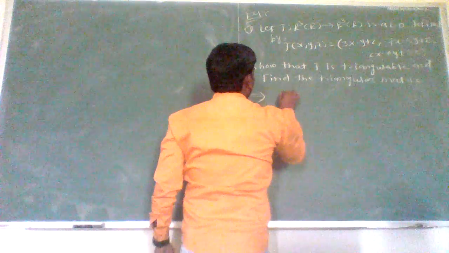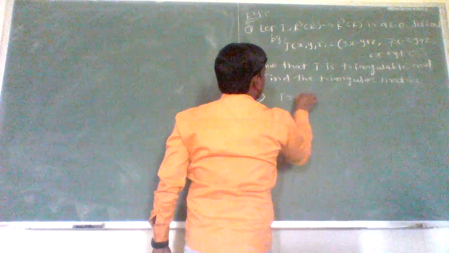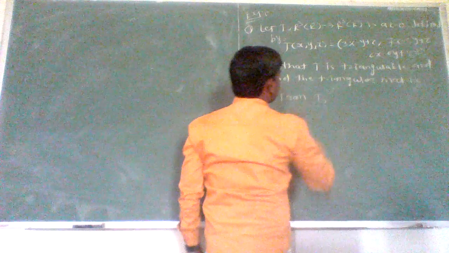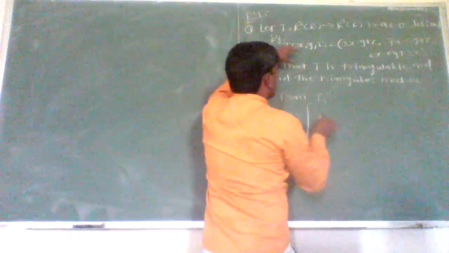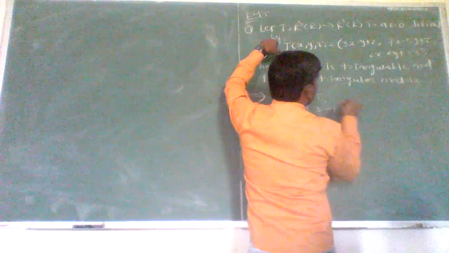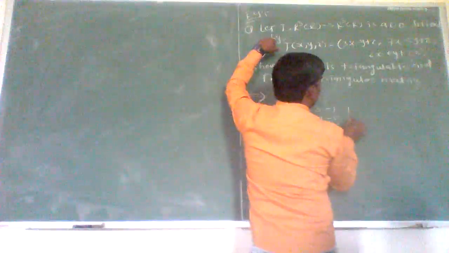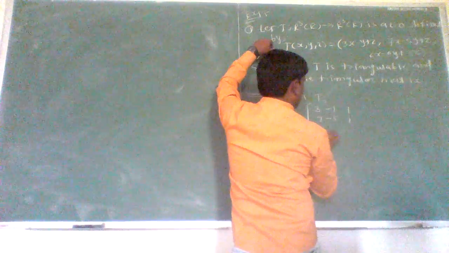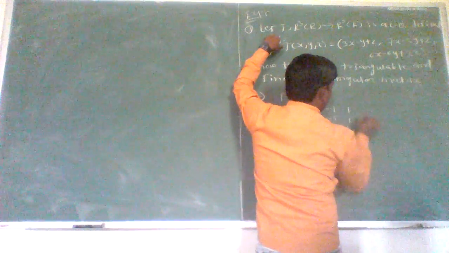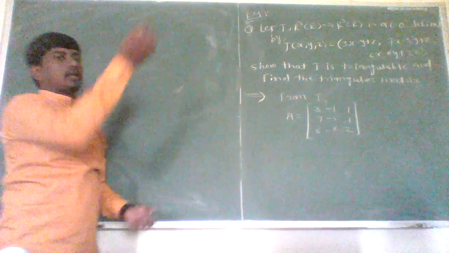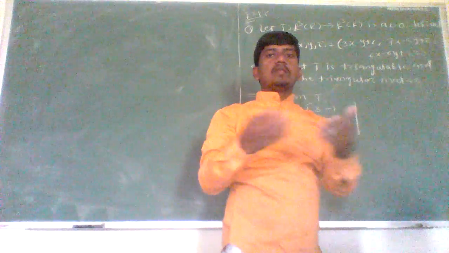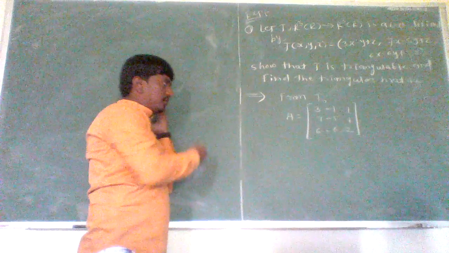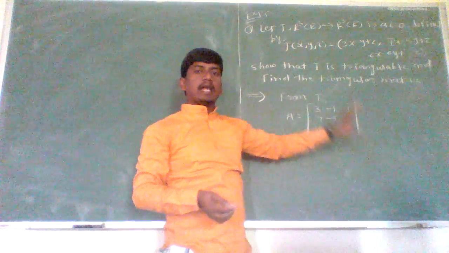Okay. Now the matrix of T, suppose A is the matrix, is nothing but [3, -1, 1; 7, -5, 1; 6, -6, 2]. Now we have to find the characteristic polynomial and the minimal polynomial. If the characteristic polynomial is found and its minimal polynomial is a product of linear factors, then from the previous theorem we say directly that T is triangulable.